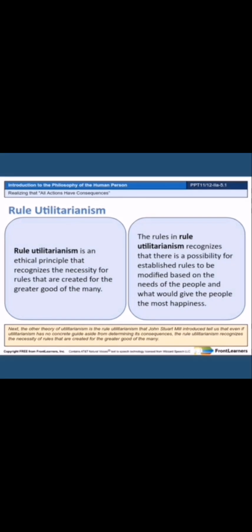The other theory of utilitarianism is rule utilitarianism, which John Stuart Mill introduced. It tells us that even if utilitarianism has no concrete guide aside from determining its consequences, rule utilitarianism recognizes the necessity of rules that are created for the greater good of the many. Rule utilitarianism is an ethical principle that recognizes the necessity for rules that are created for the greater good of the many. The rules in rule utilitarianism recognize that there is a possibility for established rules to be modified based on the needs of the people and what would give the people the most happiness.